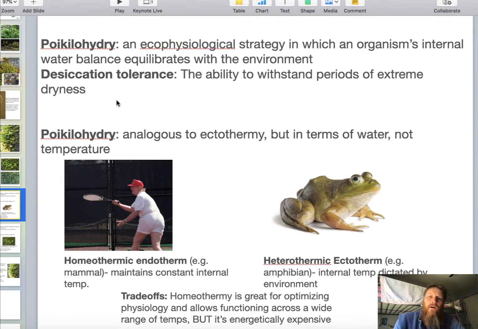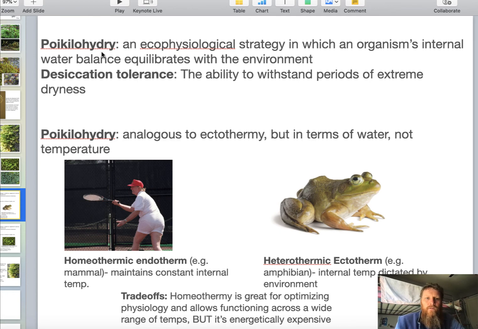And desiccation tolerance is the ability to withstand periods of extreme dryness. So it's basically the ability to go dormant in response to stress. And so these plants are basically able to, because they can equilibrate to the environment in terms of their water content, they can avoid drought by using an opposite strategy from vascular plants, which is to just completely dry down and go dormant as opposed to getting stressed out.